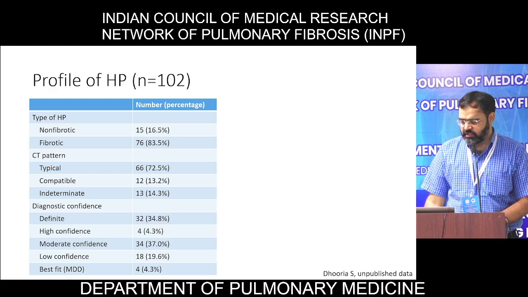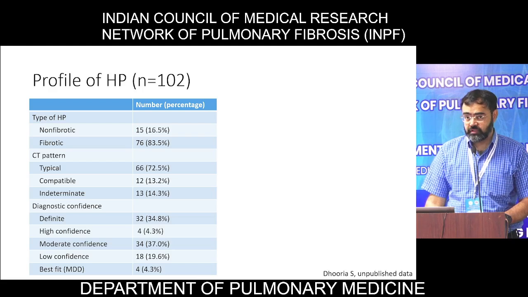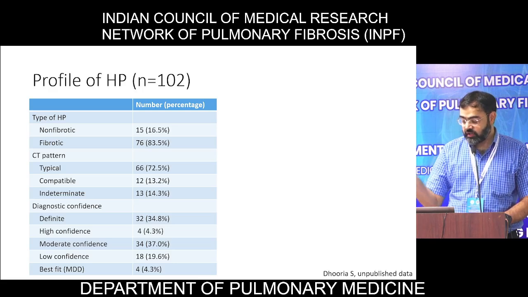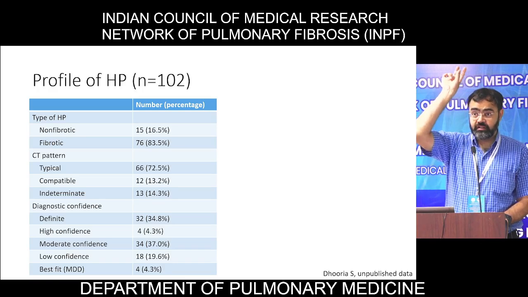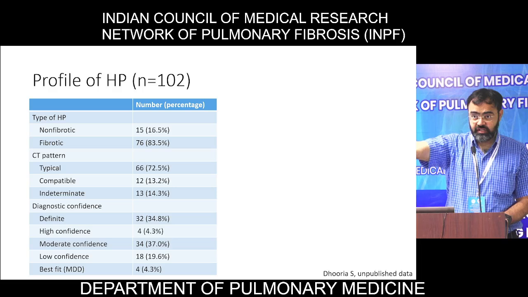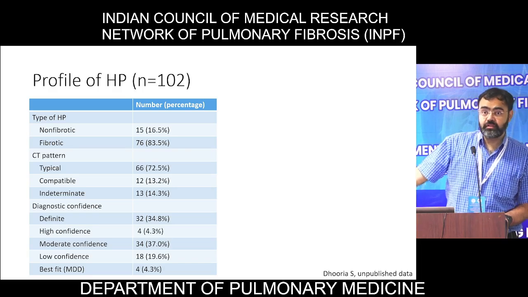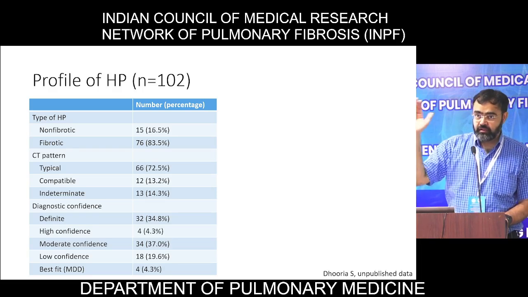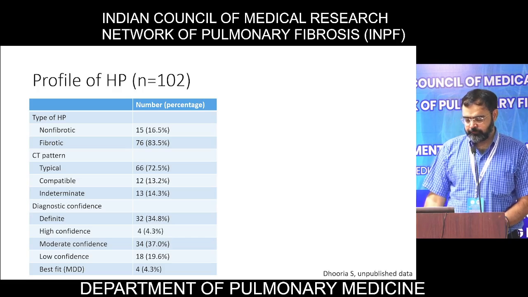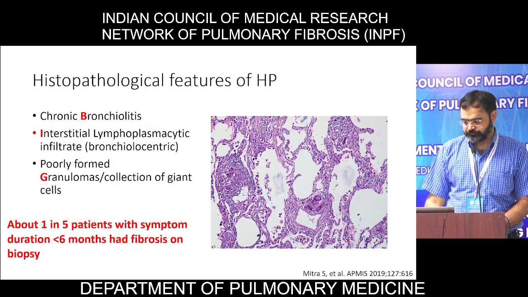These are some unpublished data from our center. We looked at about 100 patients of HP and we looked at the profile. So about 15% were non-fibrotic, but the vast majority were fibrotic. A typical pattern was there in about 70%, and we made a definite diagnosis in about 35%, and a diagnosis with moderate confidence in 37%. So this moderate confidence is mostly those patients who had a typical HP CT and an exposure history, and they were not ready for a biopsy, or they were not fit for a biopsy. So there, the confidence level is moderate confidence. So that is 37% of our patients.